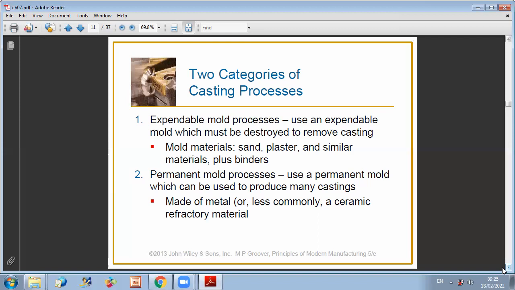Permanent mold processes use a permanent mold which can be used to produce many castings. So this is the case of open and closed mold we have seen in the previous slide. Now they are made of metal or, less commonly, a ceramic refractory material.